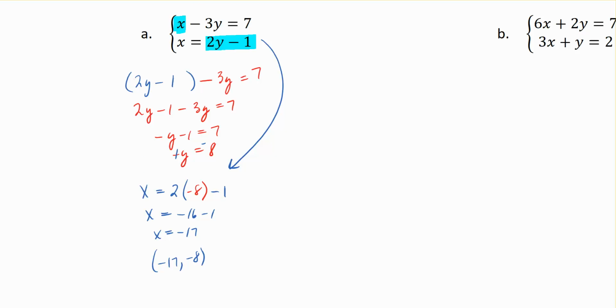So again, the idea behind substitution is that of my two equations, I solve one of the equations for a variable. I decide which variable I want to solve for, and then substitute into the other or opposite equation to get a different equation all in a single variable. This one was easy because it was already done for me. And the solution is the ordered pair.